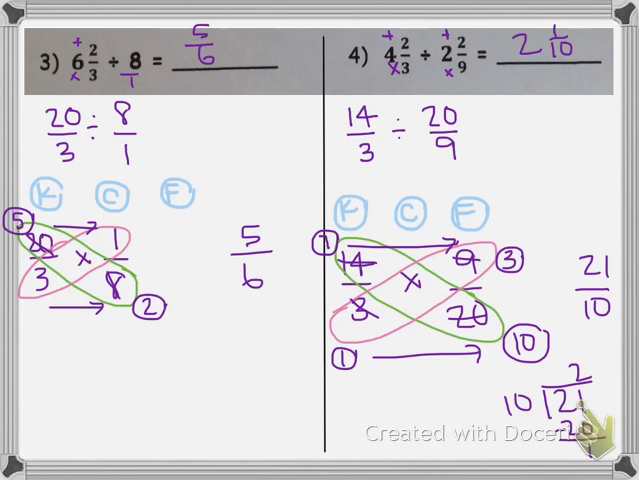But I can't leave my answer as an improper fraction, so I had to convert it to a mixed number. To do this, I divided 21 divided by 10. 10 goes into 21 2 whole times, and once that's done, there is 1/10 left over. So my answer is 2 1/10. Let's try a word problem.